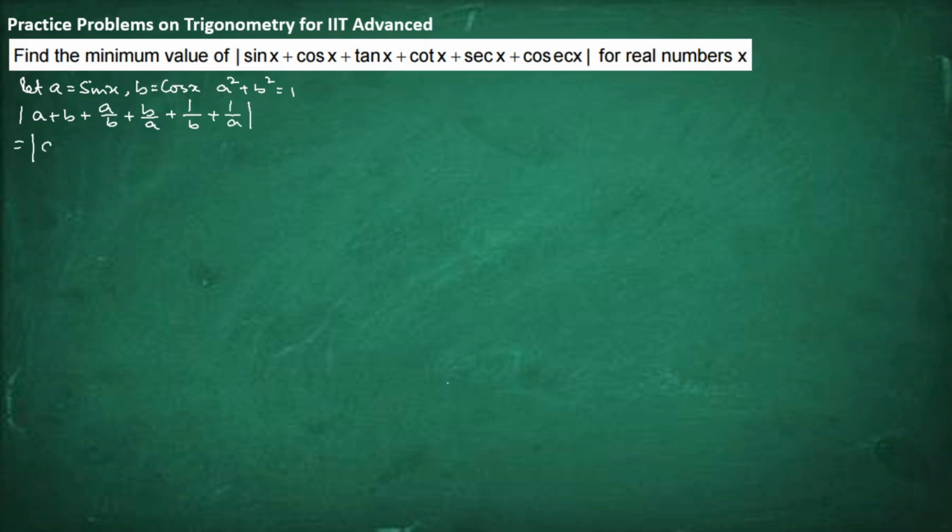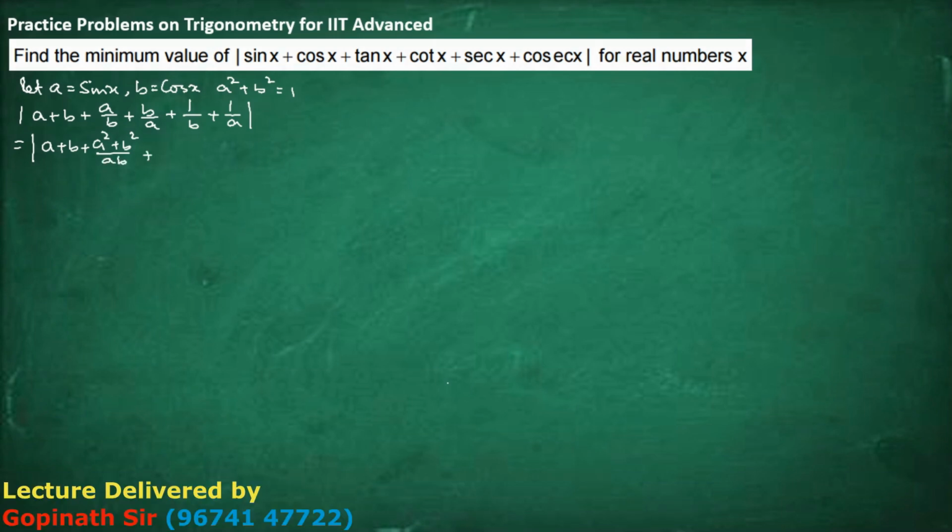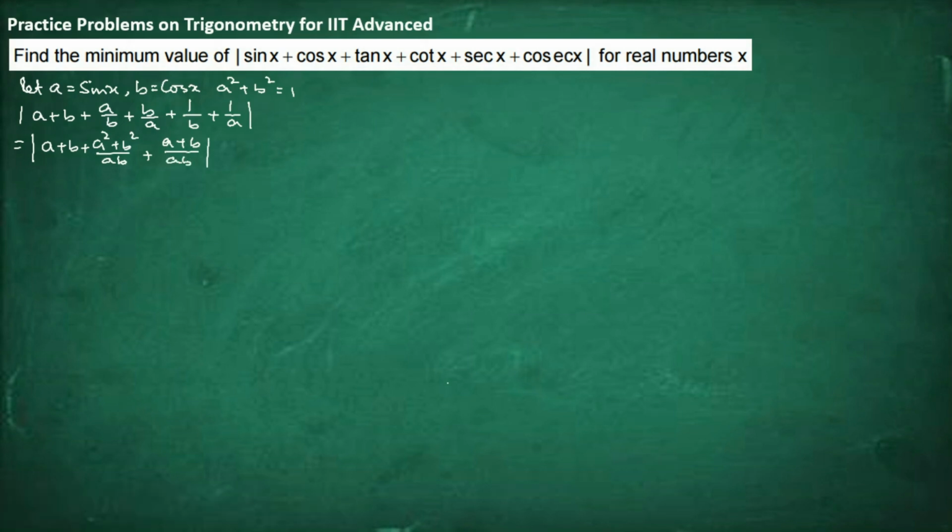So a little simplification will give you A plus B plus (A square plus B square) by AB plus (A plus B) by AB. Now A square plus B square is 1, so let me just replace it. Is it clear to all of you?